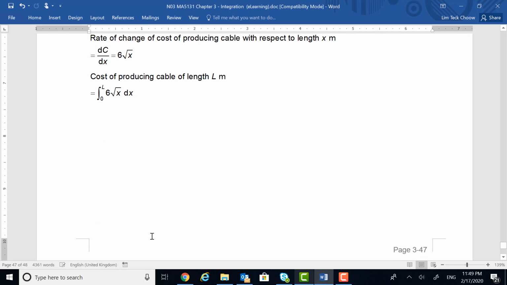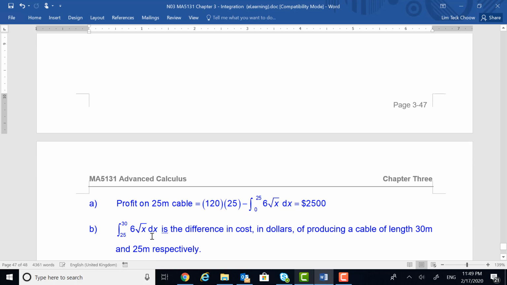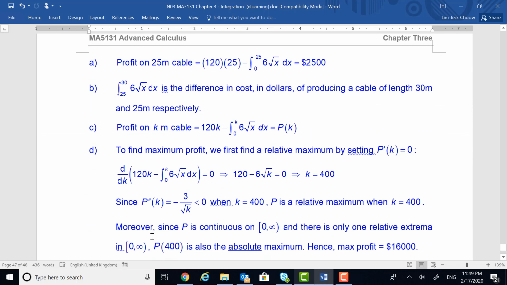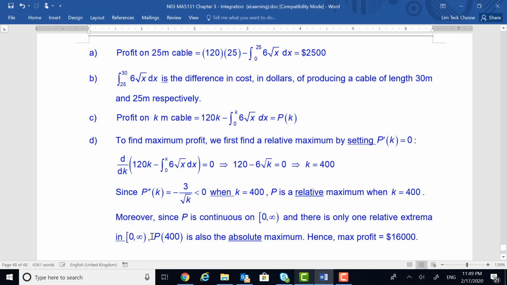Part A asks you for the profit in selling a 25-meter long cable. For every 1 meter, I sell for $120. So for 25 meters, I sell it for this much money. And then the cost of producing a 25-meter long cable: remember, we had this expression just now, 0 to L. Now L is 25. This is the cost of producing the 25-meter long wire. So revenue minus cost price will give you the profit. Check my values, make sure that you get something.